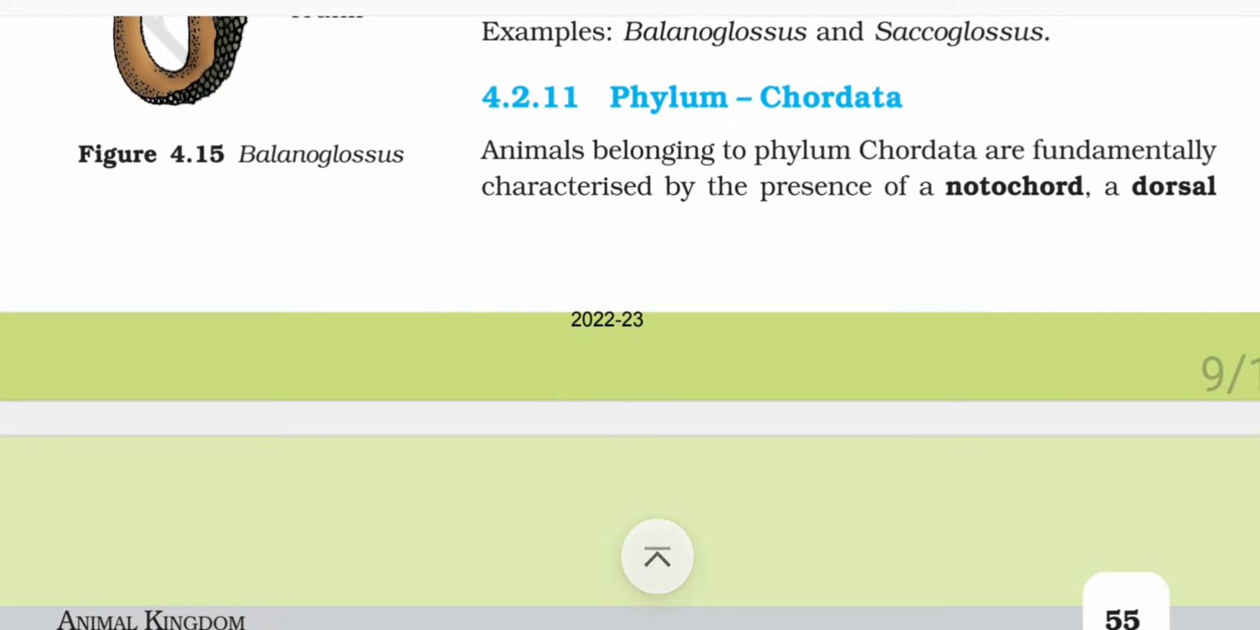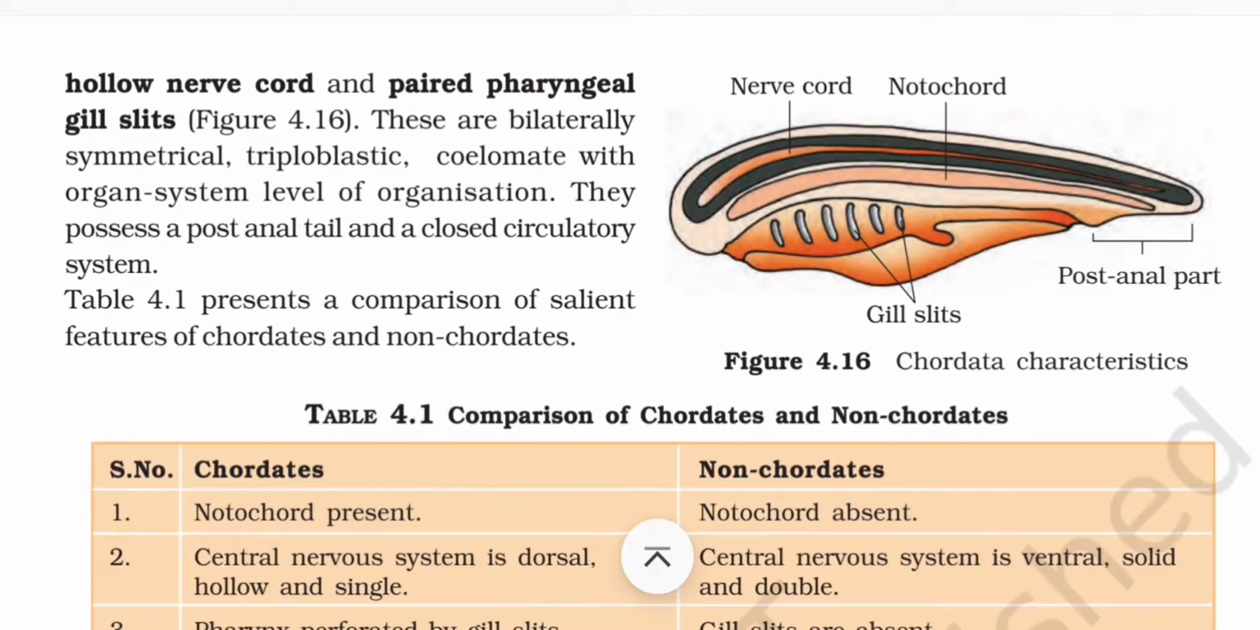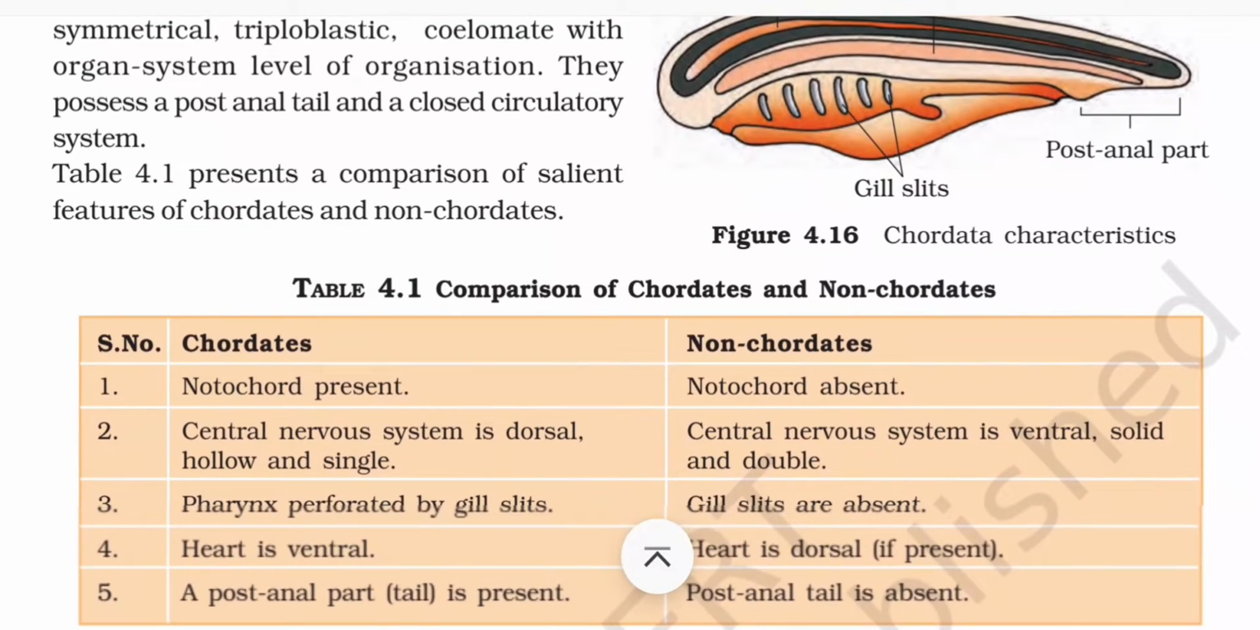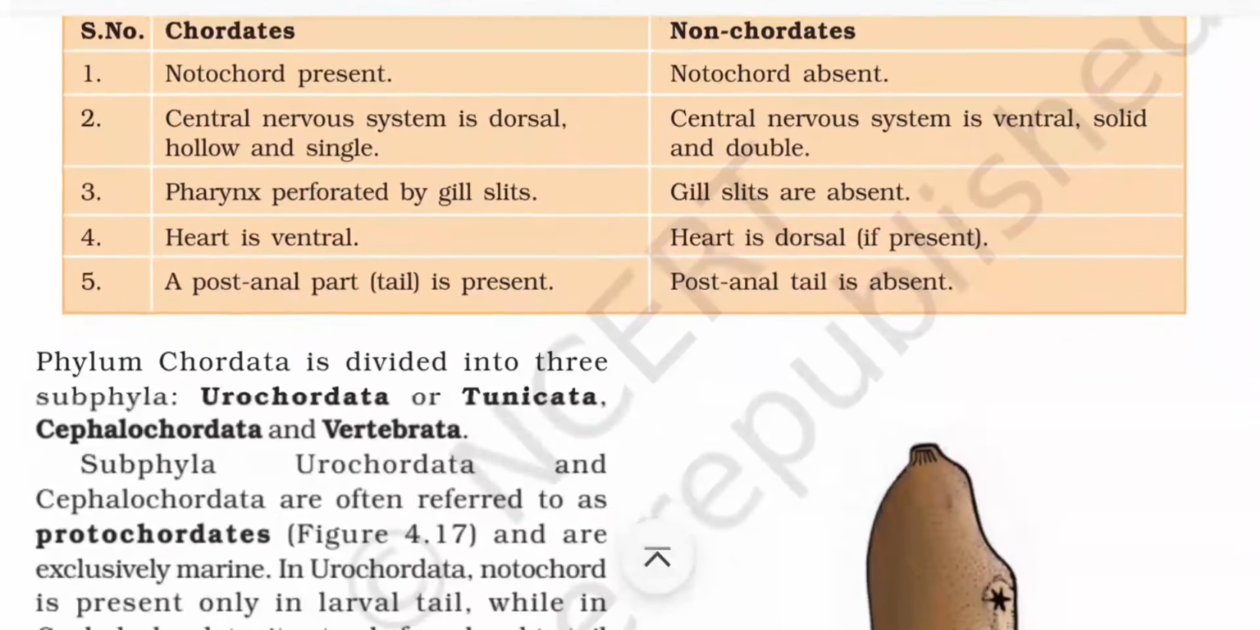4.2.11 Phylum Chordata. Animals belonging to phylum Chordata are fundamentally characterized by the presence of a notochord, a dorsal hollow nerve cord and paired pharyngeal gill slits. They are bilaterally symmetrical, triploblastic, coelomate with the organ system level of organization. They possess a post-anal tail and a closed circulatory system. Table 4.1 presents a comparison of salient features of chordates and non-chordates.